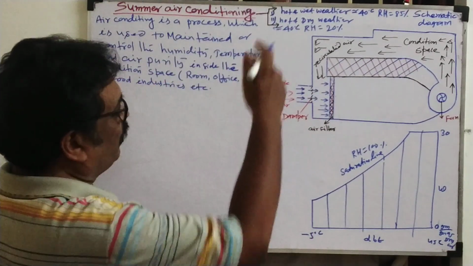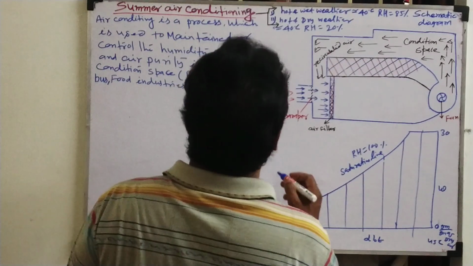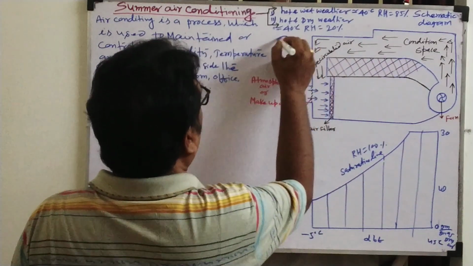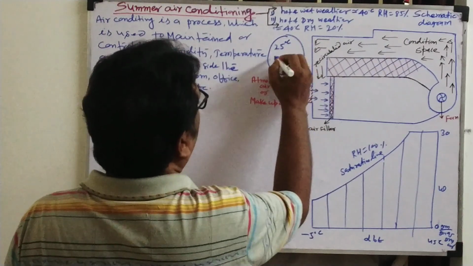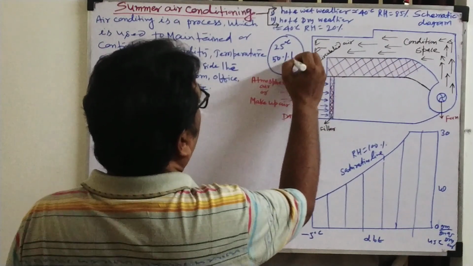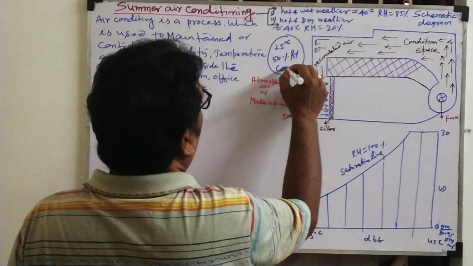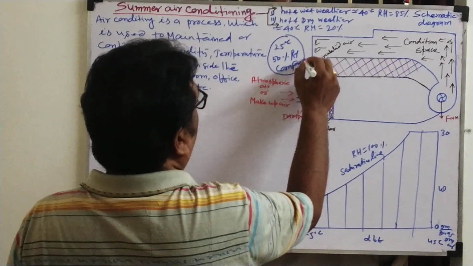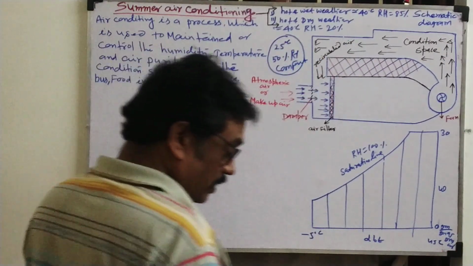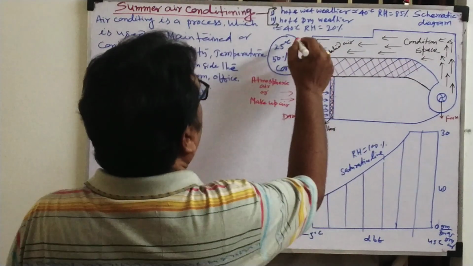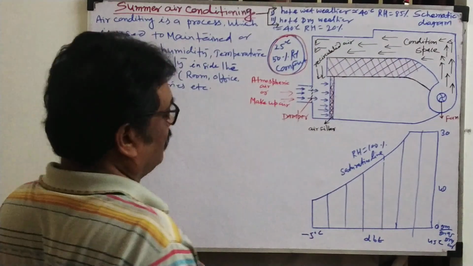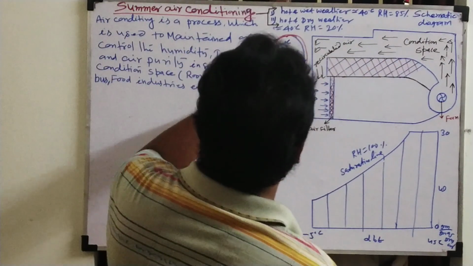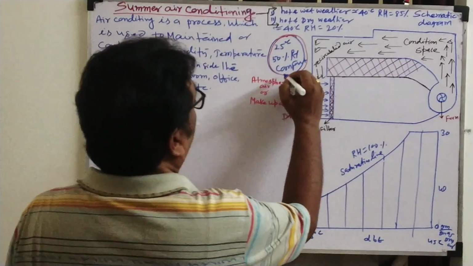So now see what is the first condition. Before this we need to know what the comfort conditions are for the human being. What is the comfort condition for the human being? 25 degrees Celsius and 50% RH. That is called comfort. This is called comfort conditions for the human being: 25 degrees Celsius dry bulb temperature and 50% relative humidity. This is a comfort condition.